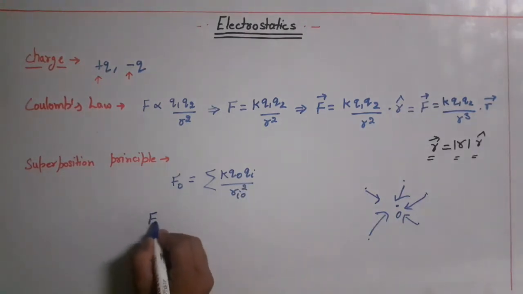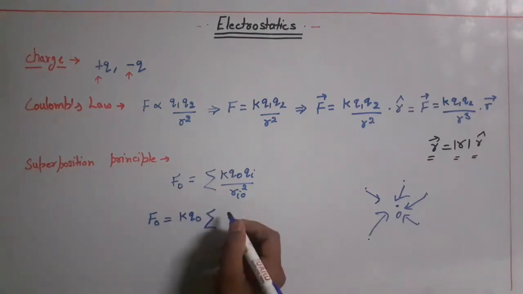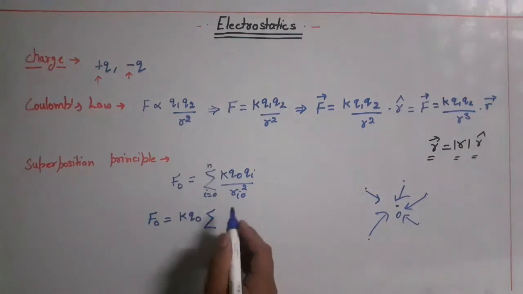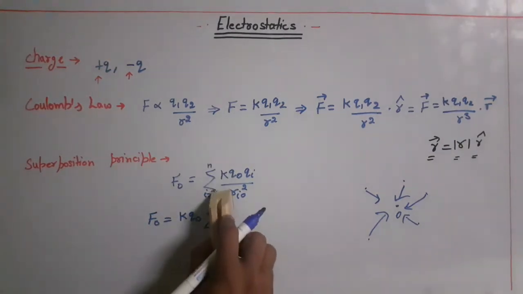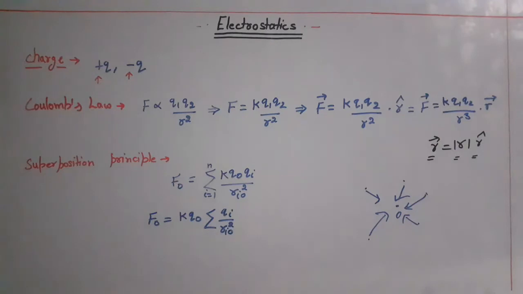If we take out the constant terms, the terms which are not changing in the summation, and the value of the summation is I is equal to 1 to n, it will become q I by r I naught square. So this is our superposition principle.